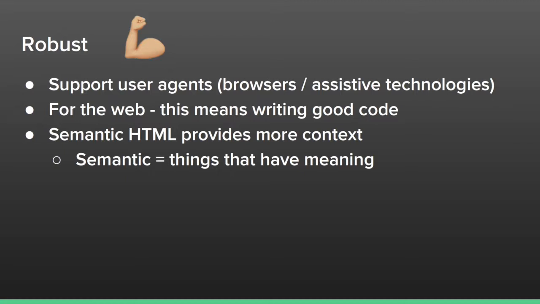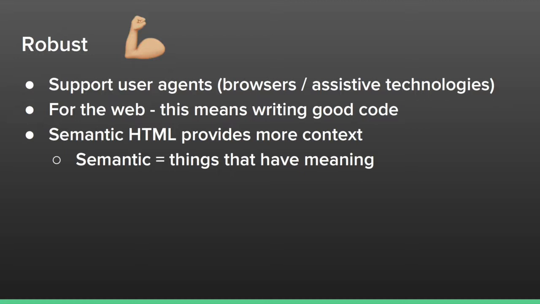And then robust. This means that it supports user agents, so actually not just assistive technology. We want to make sure it supports the browser as well. So this just means writing good code. So the half of you that are developers in here, this is really not that hard. So we'll talk a little bit about that.